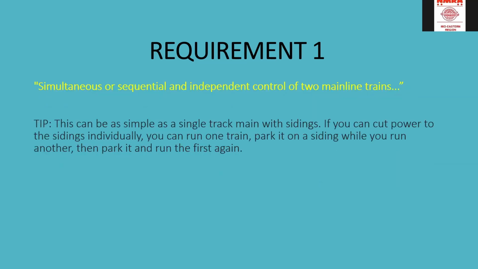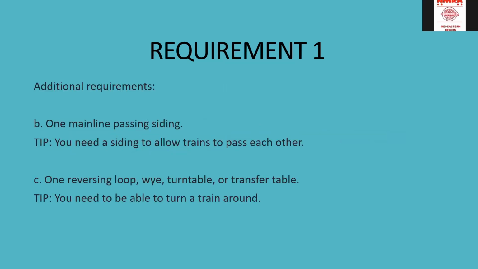So, the simultaneous and independent control of two trains. Well, as a tip, this can be as simple as a single track main with sidings. If you can cut the power to the sidings individually, you can run one train, park it on the siding, while you run another, then park it and run the first again. So that's as simple as we can make this, not complicated.